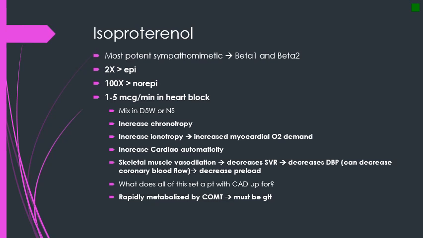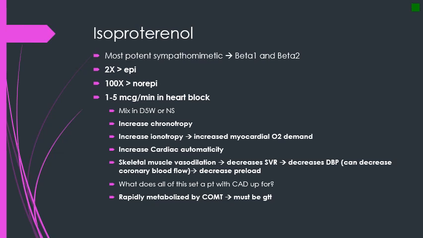Isoprel is actually your most potent sympathomimetic. It works on your beta 1s and your beta 2s, and it's about 2 times as strong as epinephrine and about 100 times more strong than norepinephrine. You only use about 1 to 5 mics a minute, and that's used most commonly in heart block. If you use it, you need to make sure that it's mixed in D5 or normal saline. Don't stick it in any LR.